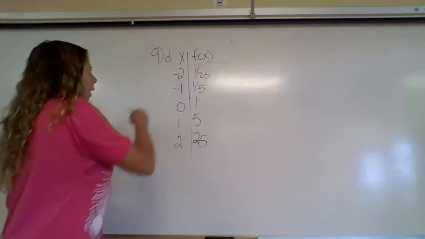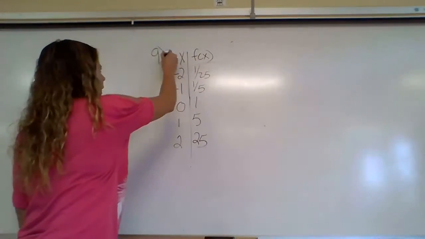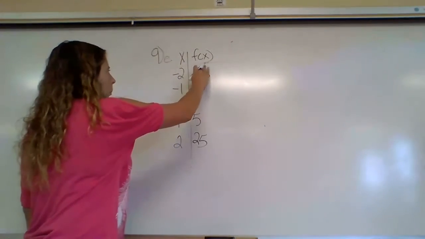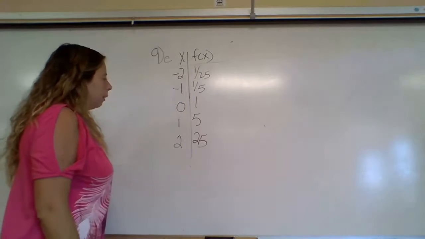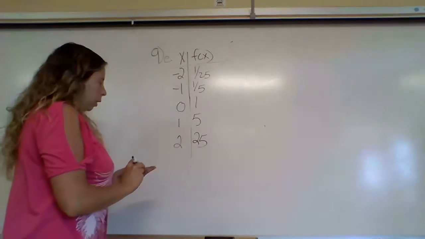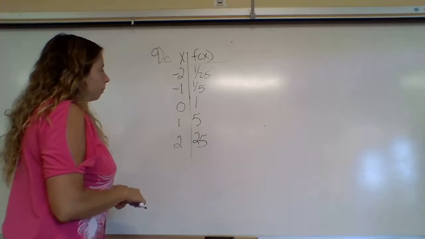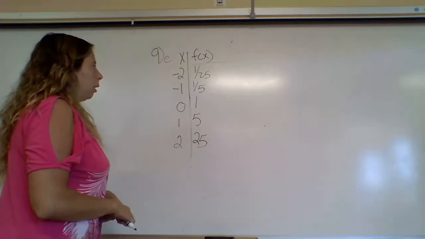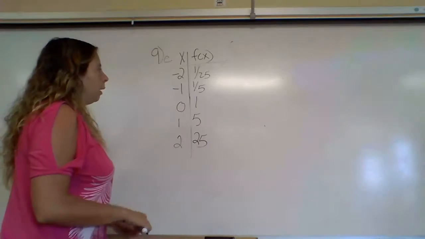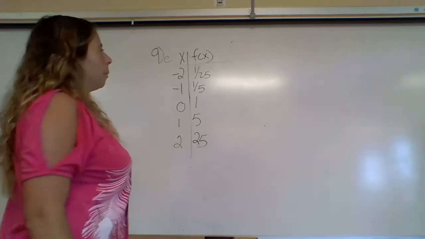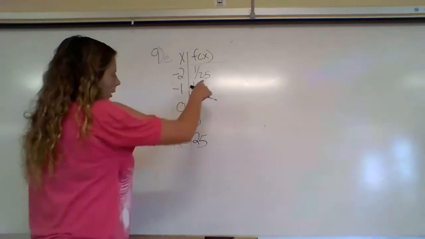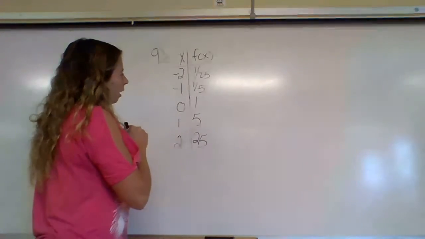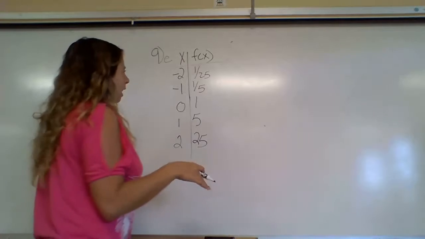Okay, then you have 9. This is E. They give you this table. All right, so you have to figure out, is it linear, exponential, or quadratic? Well, am I adding the same thing each time? 1/20th to 1/5. Okay. We're not adding the same thing each time.